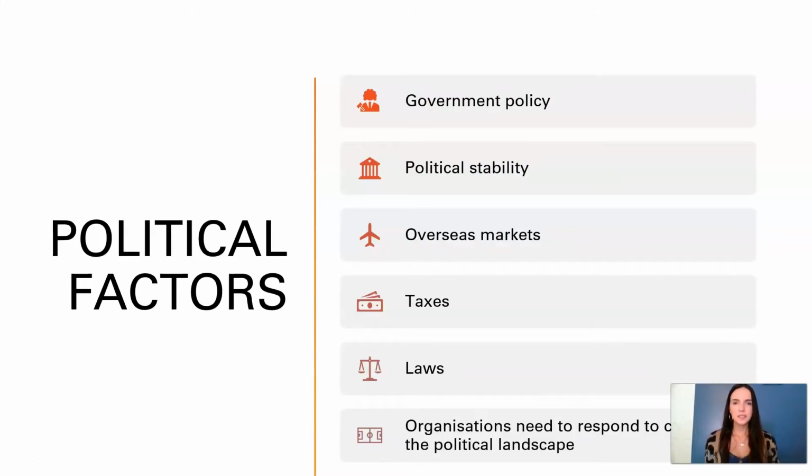So we can split this down into different sections. So you can look at government policies, political stability, overseas markets, if you want your product to travel overseas and be sold worldwide, different taxes, laws that are made. An organisation needs to respond to changes in the political landscape. So use these as tools to help you gather questions and information you could then use to research for your political factors relating to your idea.